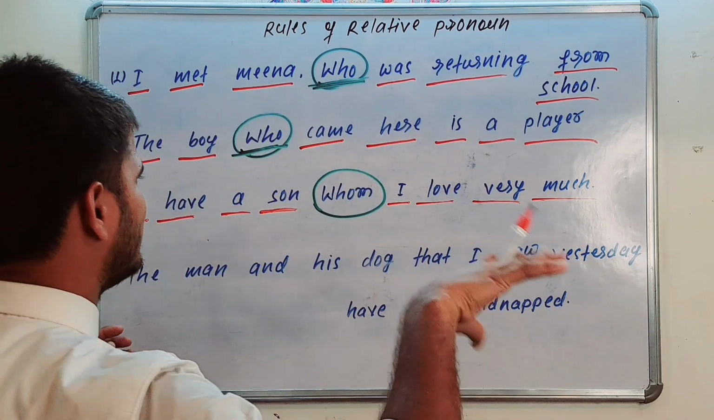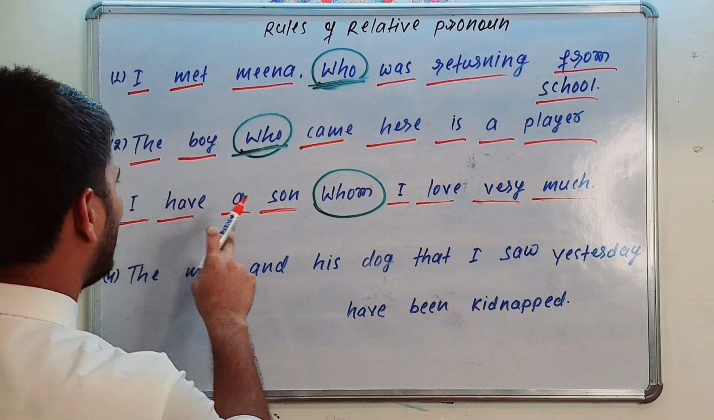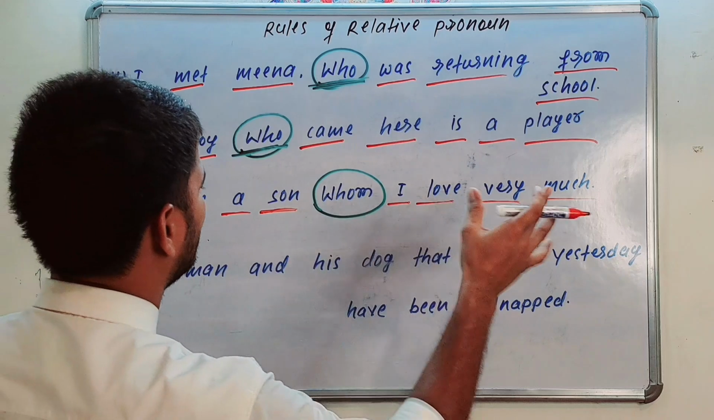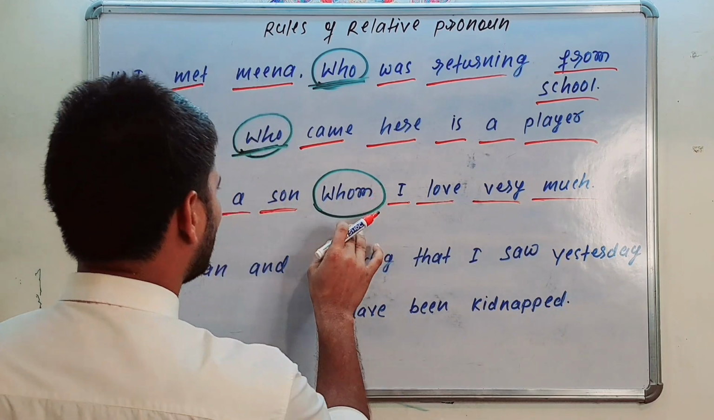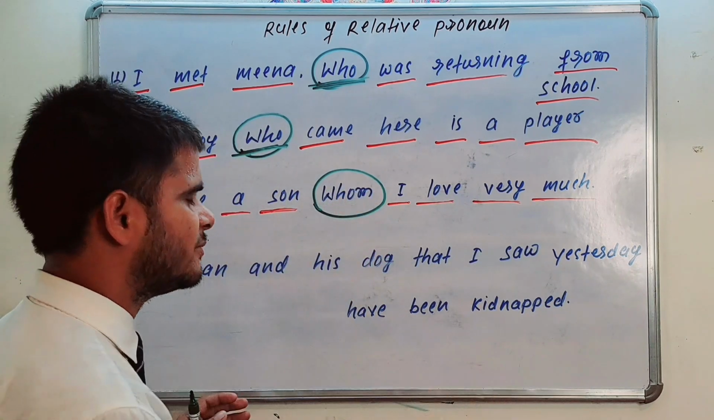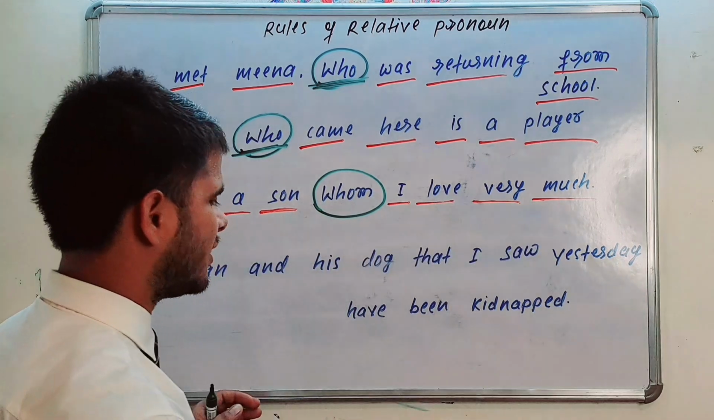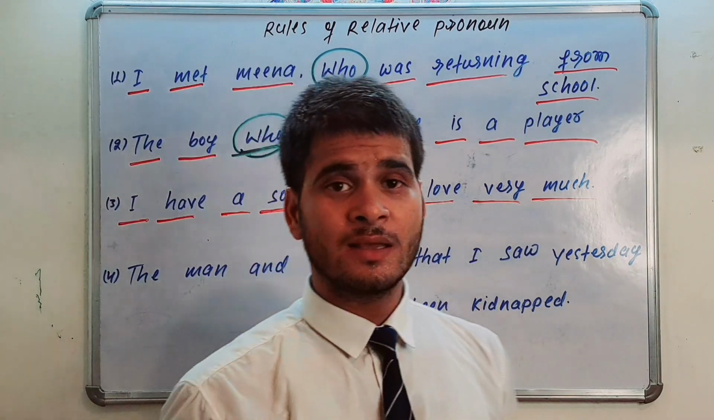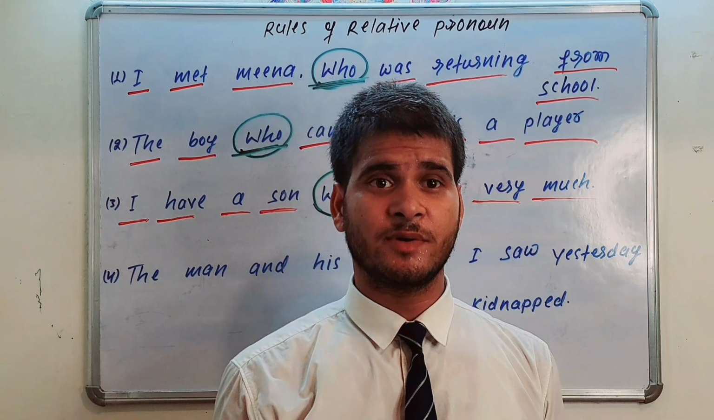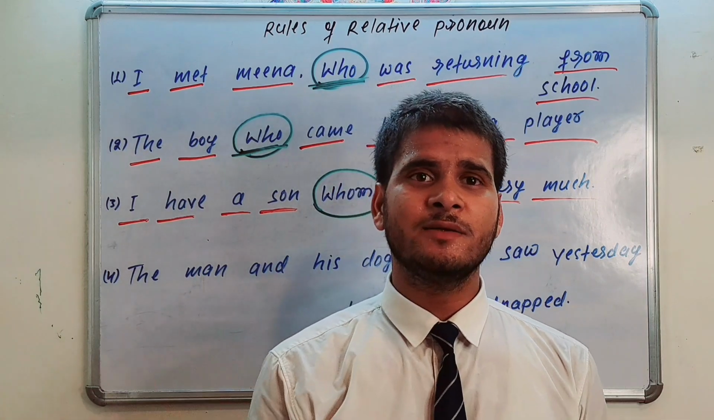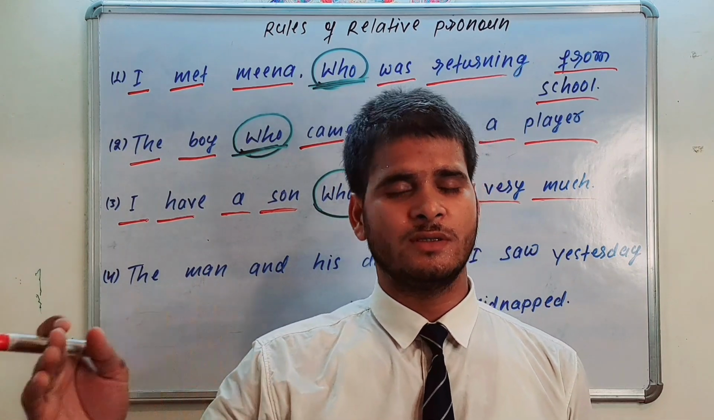Try to understand. I have a son whom I love very much, and you know well that whom is a relative pronoun. I have a son whom I love very much. Here, understand the second rule of relative pronoun: whom, which, that.